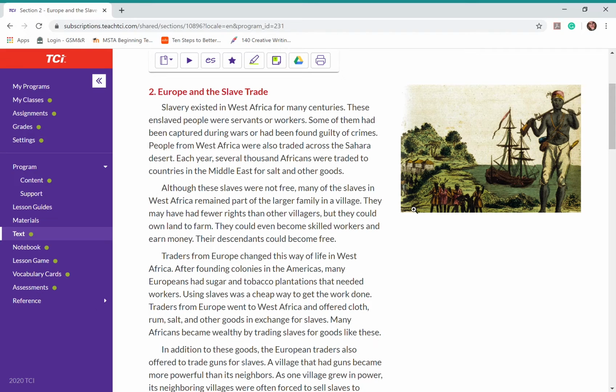But in West Africa, they had a different point of view about slavery before the Europeans came. They would make people slaves if they were found guilty of crimes, but these people still had a little bit of rights. They could live in their village and they could even own land, and some even earned money. So that's way different than what you're going to find out later in the chapter that Europeans did to these West Africans. And when Europeans started trading, it was just completely different.